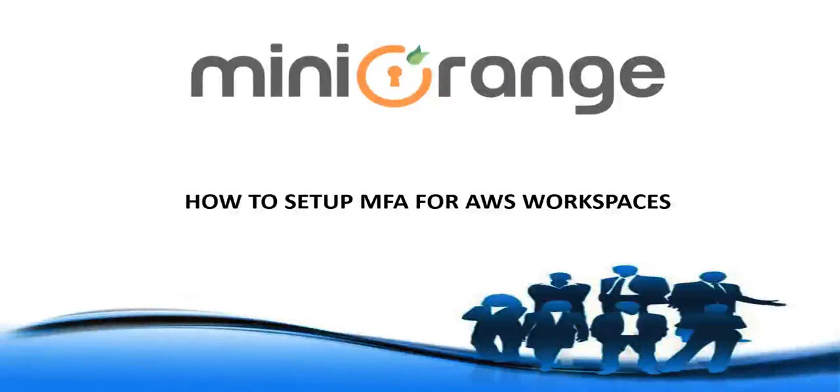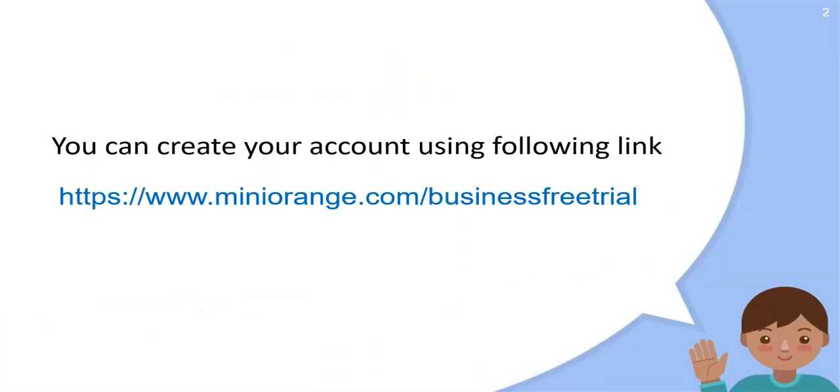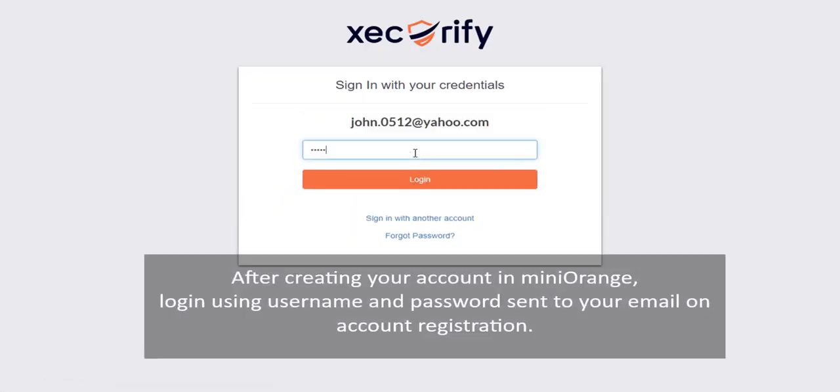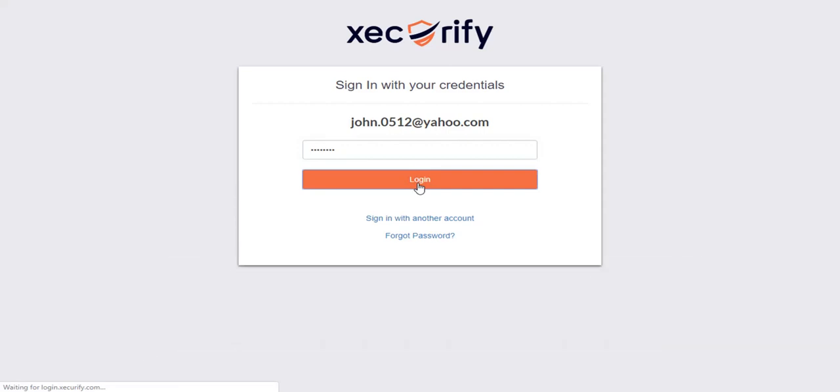Hi everyone, in this demo we are going to show you how to set up MFA for AWS Workspaces. You can create your account using the following link. After creating your account in miniOrange, log in using the username and password sent to your email on account registration.